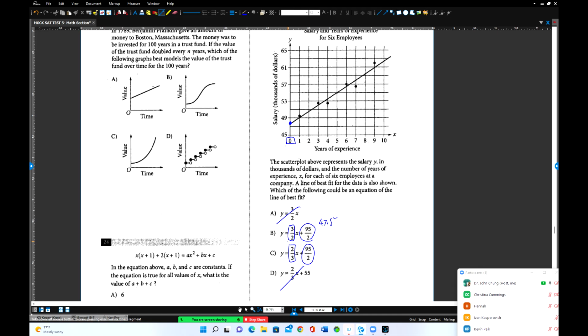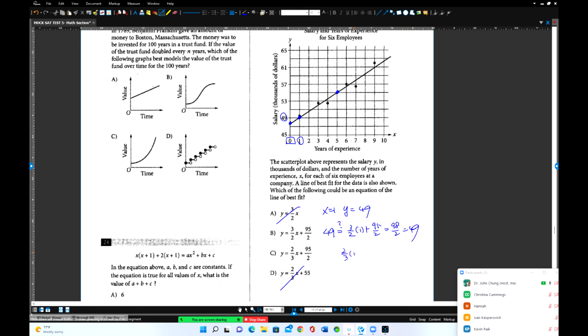Or you can choose any point. You can choose this point, put this number in the equation, or this point at the intersection, okay? When x is 1, y equals 49. Put this number 1 there. Which one gives y equals 49? When x equals 1, y equals 49, isn't it? Take this one: y equals 3 over 2 times x, when x is 1, plus 95 over 2. 98 over 2 is equal to 49. That's true.